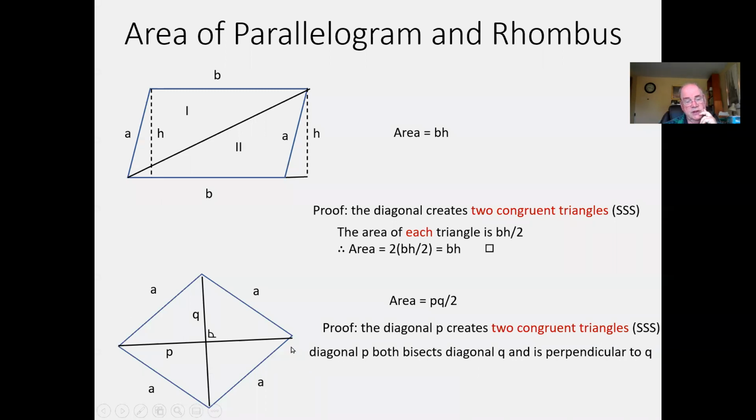So we have two congruent triangles, top and bottom. And pulling a theorem out of Euclid, the diagonal P actually cuts the diagonal Q in half and is perpendicular to it. Please take that on faith, that the diagonal P does divide Q in half. And now I can look at the area of the top triangle and the bottom triangle. The area of each triangle would be the base times the height times a half, but the height is a half of Q. So it's the base times a half of Q over 2.